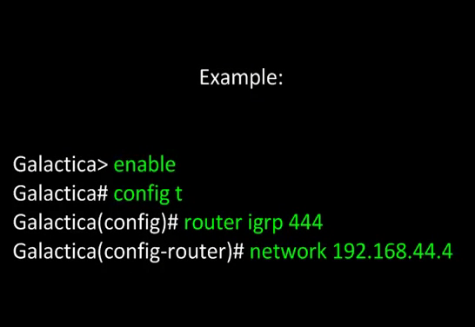To set up IGRP, first go to privileged mode with the keyword enable, then go to global configuration mode with the config-t command, then go to router configuration mode with the command router IGRP and specify an autonomous system number, such as 444. Then you can specify networks that you wish to advertise.